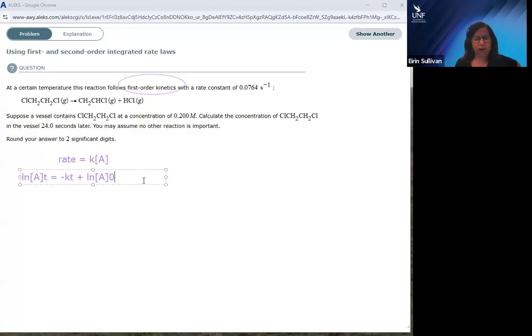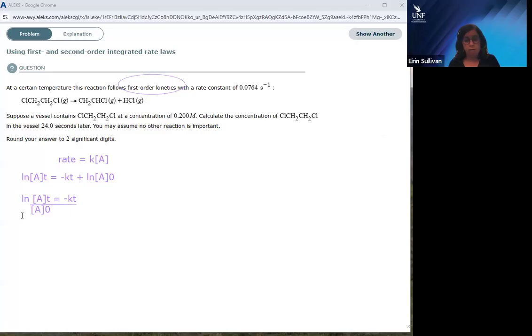The complicating factor is these natural logs. So rearranging something with a natural log in it, ln of something minus ln of something else, we can just divide them, right? So we're going to have ln of the concentration at time t divided by the concentration at t equals 0 is going to be minus kt. So we're going to rearrange like so, and then we can do e to the power of both sides to get rid of that pesky logarithm.